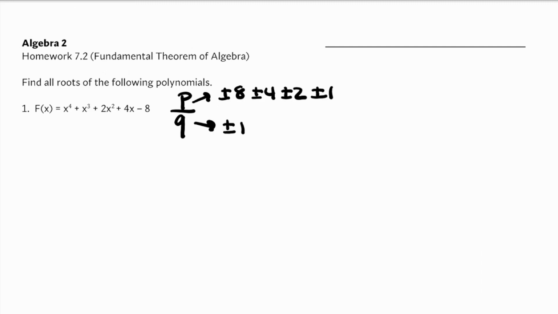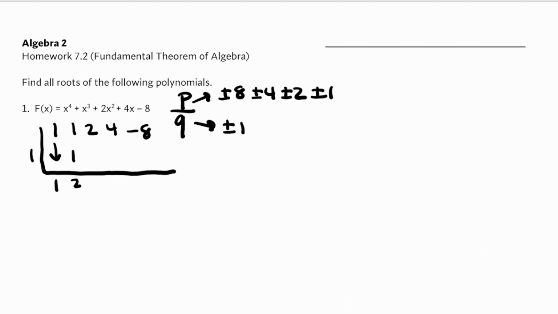So let's just try x equals 1, right? We know in my class we should always start by checking x equals 1. 1x to the 4, 1x to the 3, 2x to the 2, 4x, and negative 8. Okay, we're going to try 1, that would be 2, 4, 4 is 8, sure enough, there we go.